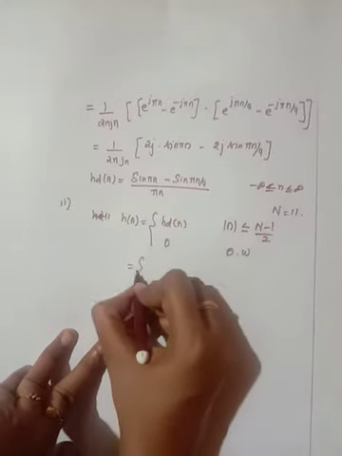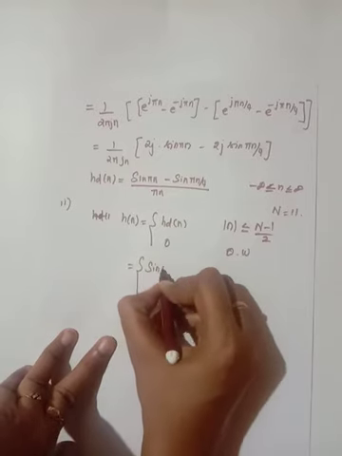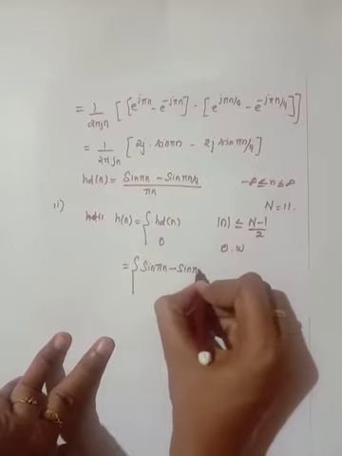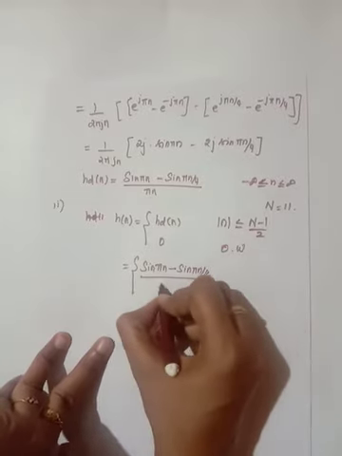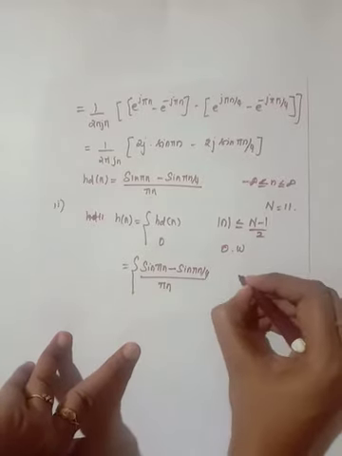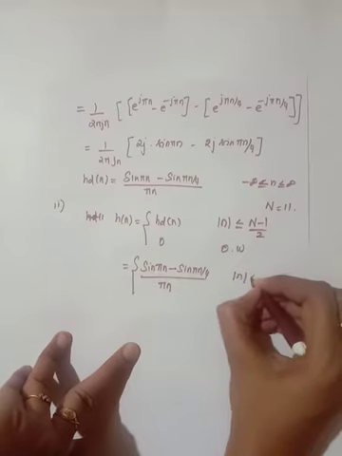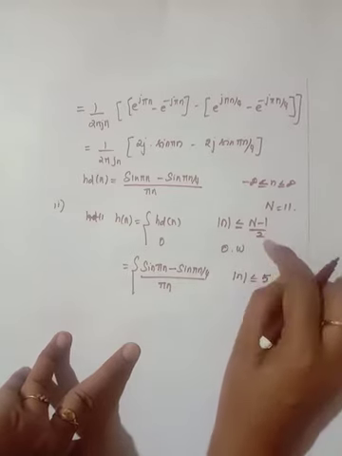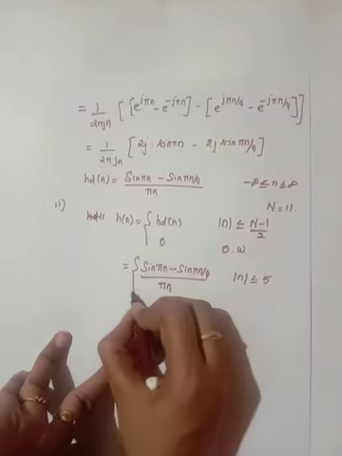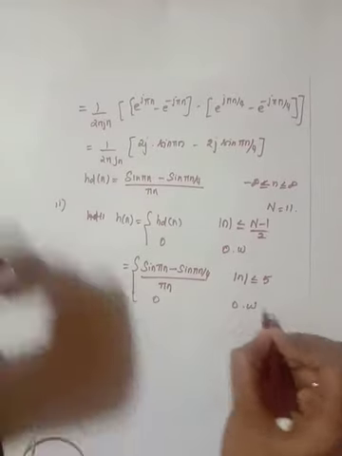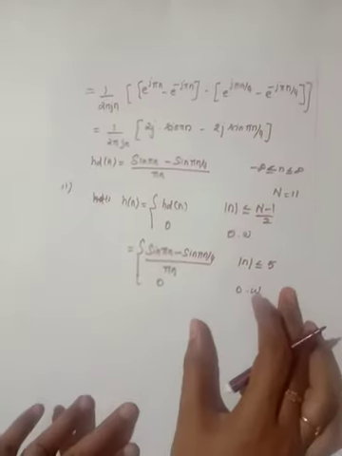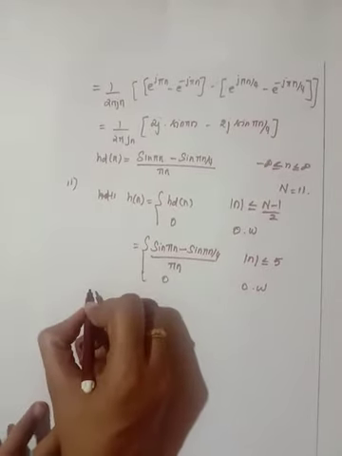So here I am writing this as sine pi n minus sine pi n by 4 divided by pi n for the range mod n less than or equal to 5. When you substitute 11, 11 minus 1, 10, 10 by 2, 5, and 0 otherwise. Okay. So this is your h of n. Now we have obtained the h of n. Next thing is I need to obtain the coefficients of h of n, right?